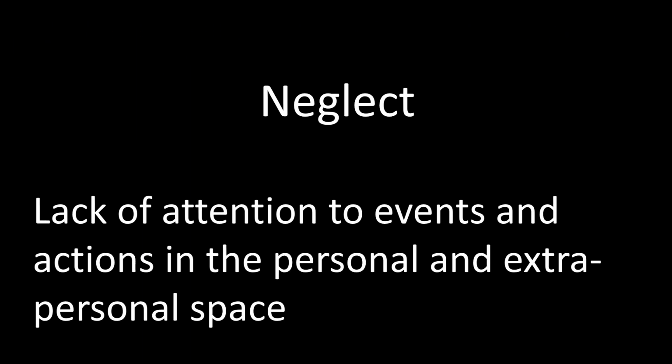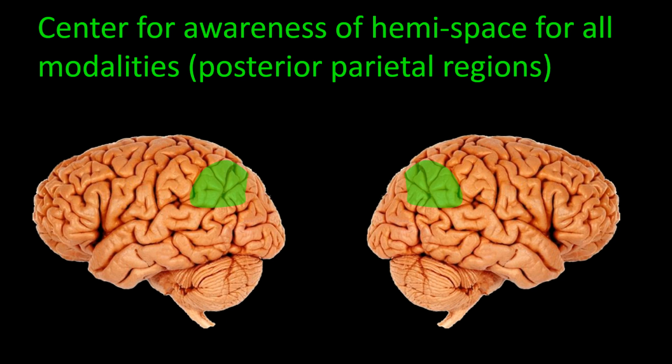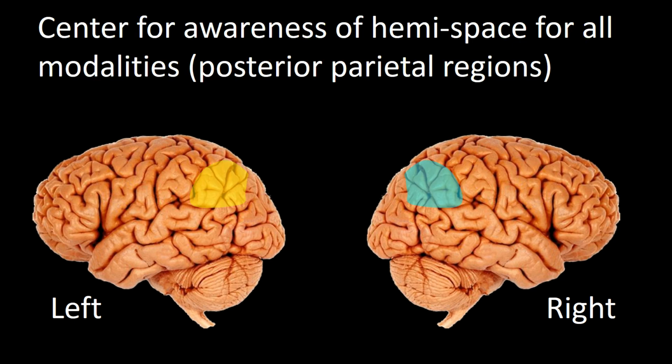Neglect can be defined as a lack of attention to events and actions in the personal and extrapersonal space. Hence, it can be considered a spatial planning disorder. Our awareness of a space around us for all sensory modalities is represented in the posterior parietal region of the lateral surfaces of each hemisphere. I have in this frame made the posterior parietal region involved with self-space orientation of the left hemisphere yellow and the one in the right hemisphere aqua.